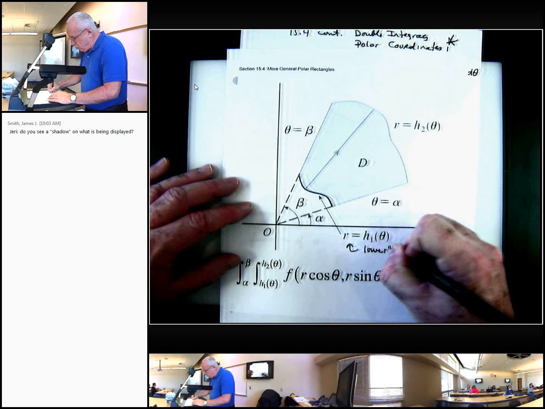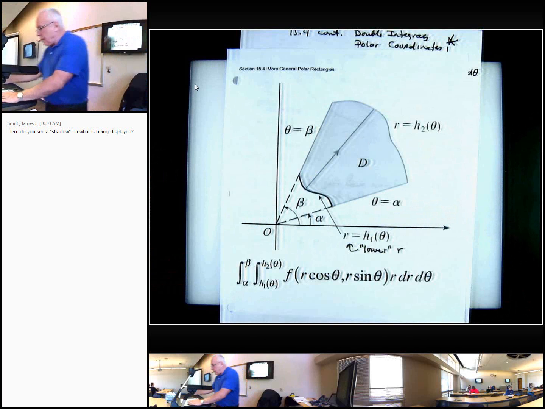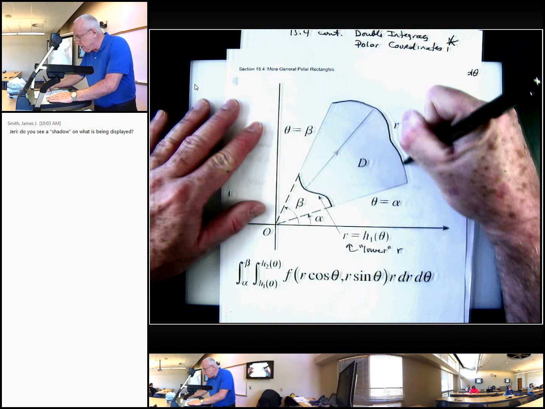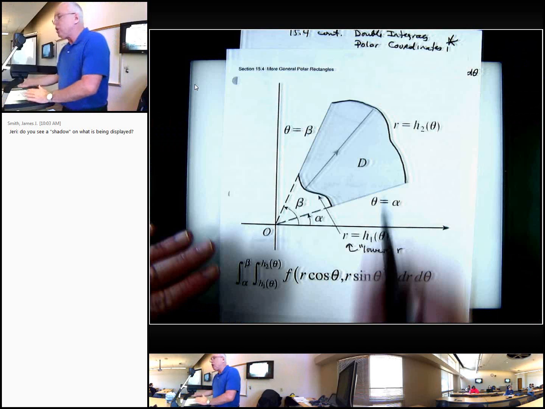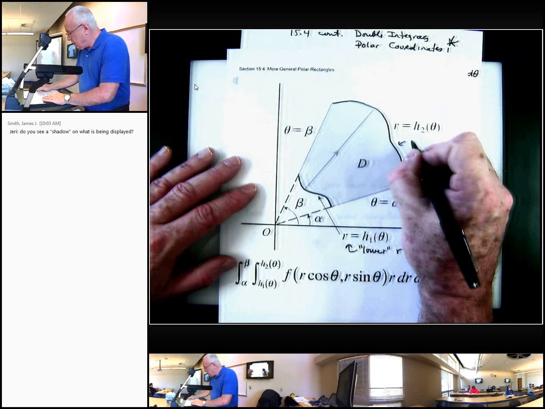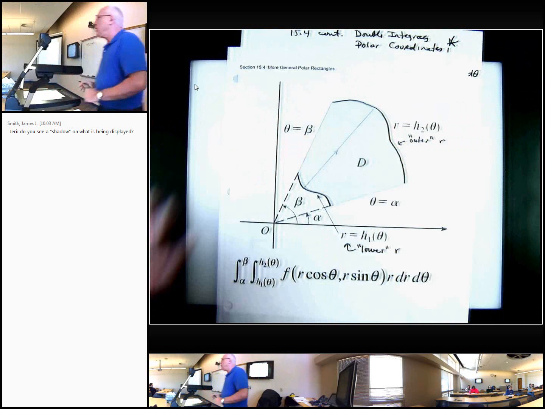I'll put that in quotes, our lower r. Then outwardly, we have r out here varying as another function of theta. We call it h sub 2, and this is our outer r, or the bigger r, however you want to call it, right?